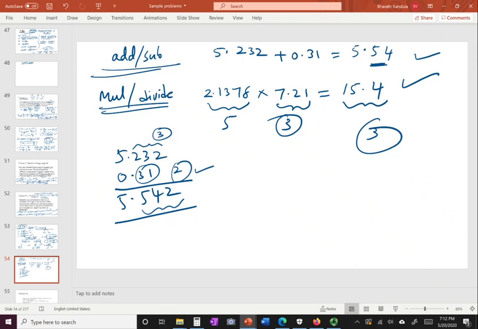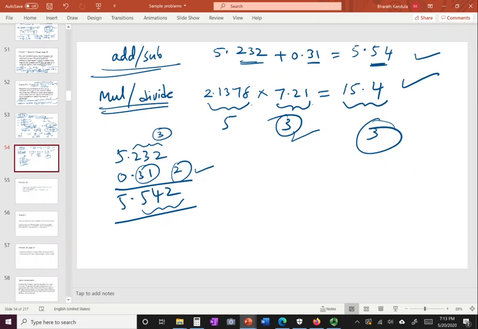Understand? So for adding and subtracting, you are looking for the number of digits after the decimal point, and you need to keep the least number in the final answer. For multiplication and division, you are looking for the total number of significant figures in each number and find the least value, and the result should have that least number of sig figs. Understand? So these are the rules for significant figures.